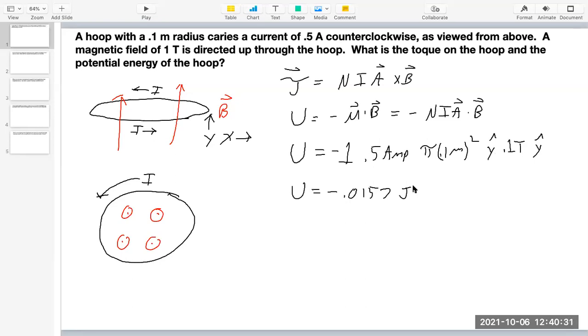If it was facing the other way, there would be a positive potential energy because there could be some torque that would flip it around to this orientation. Or if it was almost anti-aligned, there'd be torque to flip it around to this one.